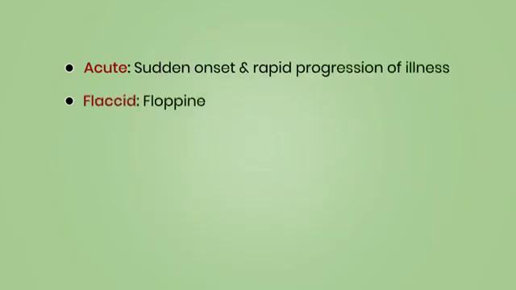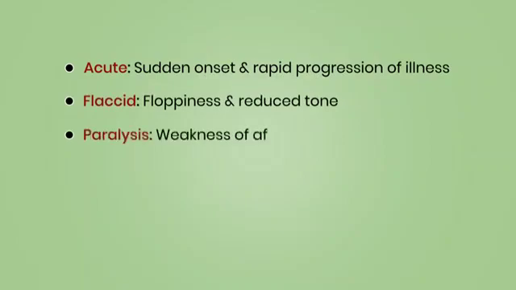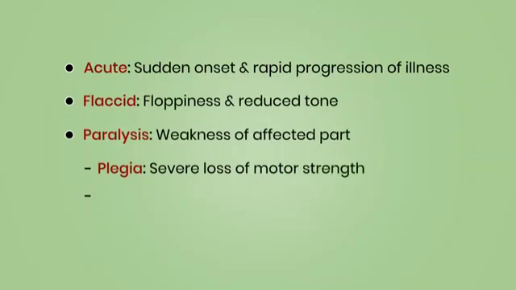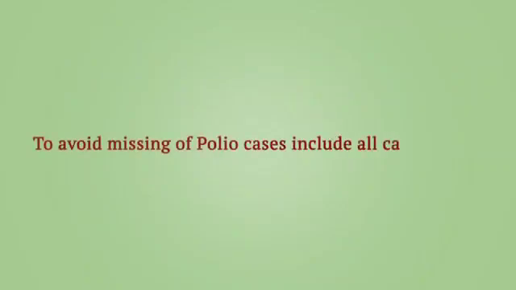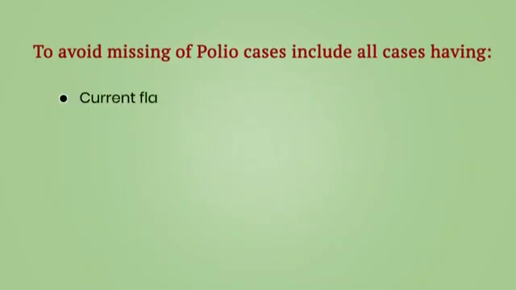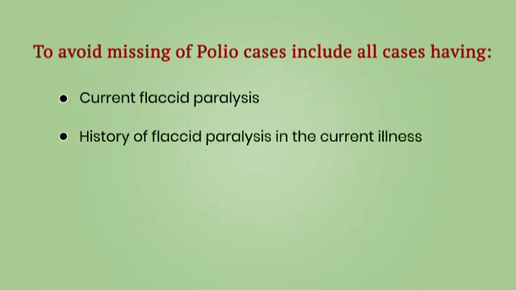Acute refers to sudden onset and rapid progression of illness. Flaccid refers to floppiness and reduced tone. Paralysis means weakness of the affected part, while plagia refers to severe loss of motor strength. Paresis refers to slight loss of motor strength. To avoid missing polio cases, include all cases having current flaccid paralysis, history of flaccid paralysis in the current illness, and borderline or ambiguous clinical signs.